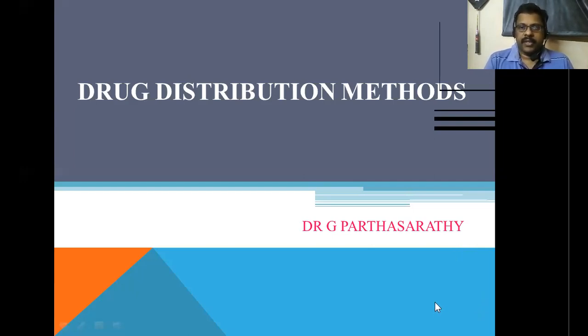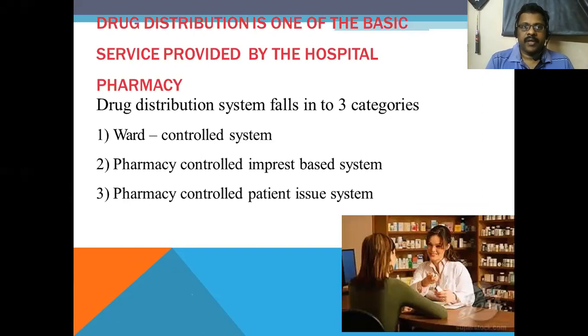Drug distribution method is a scientific way of distributing drugs in the hospital. It is a very important system that needs to be followed in hospital to avoid medication errors. There are many scientific ways of distributing medicines in hospital. Drug distribution can be majorly classified into inpatient distribution and outpatient distribution.